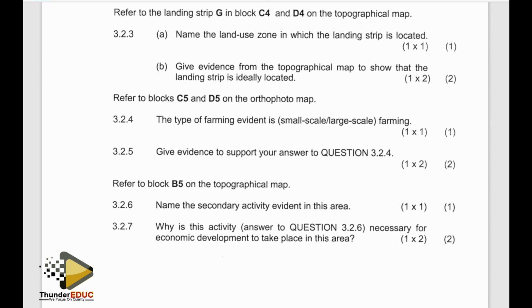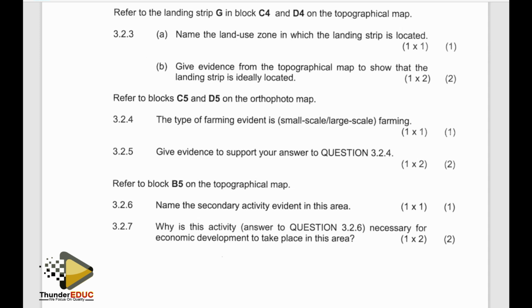We cannot have large scale farming taking place mainly on smaller holdings or smaller units of land. So if you see that the land is extensive, covering a wider area, it suggests that there is large scale production taking place there. And if the land holding is smaller, it suggests that there is limited small scale production taking place.